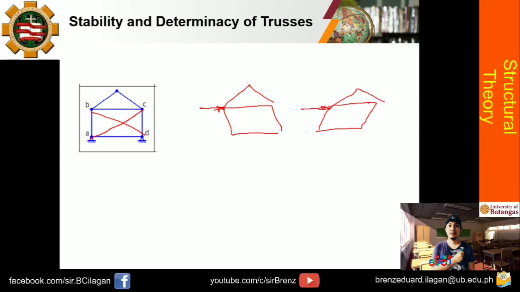So wala siyang lateral support dito or diagonal bars, which makes it unstable. So the internal geometric instability is due to the lack of resistance of panel ABCD. So itong ABCD to, wala kang resistance na magre-resist if meron kang i-apply na external load which is horizontal. So ang mangyayari, magbabakal siya or magsasway siya papunta dito sa direction ng force. So by inspection, this is considered as unstable.